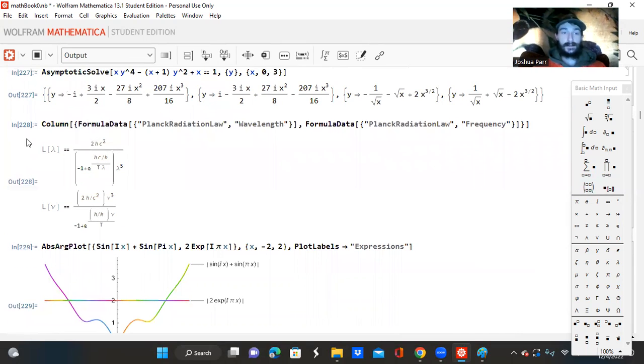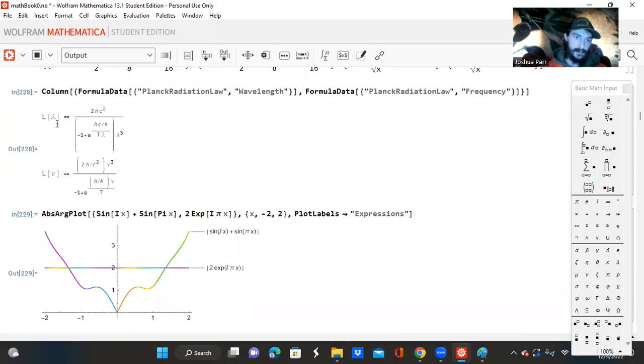So here, this is another nifty thing. I asked it for Planck's radiation law in wavelength, and to formulate the formula data for its frequency, Planck's radiation frequency, and it set it up just like so. L lambda and L nu.